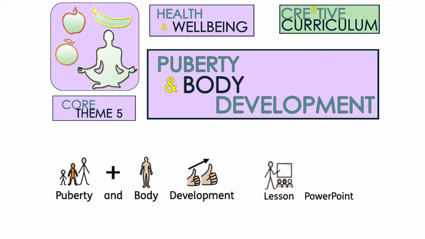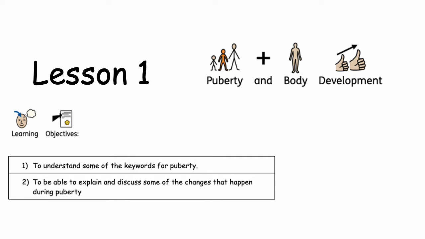This is the lesson PowerPoint for Puberty and Body Development, Lesson 1. Your learning objectives are to understand some of the key words for puberty and to be able to explain and discuss some of the changes that happen during puberty.